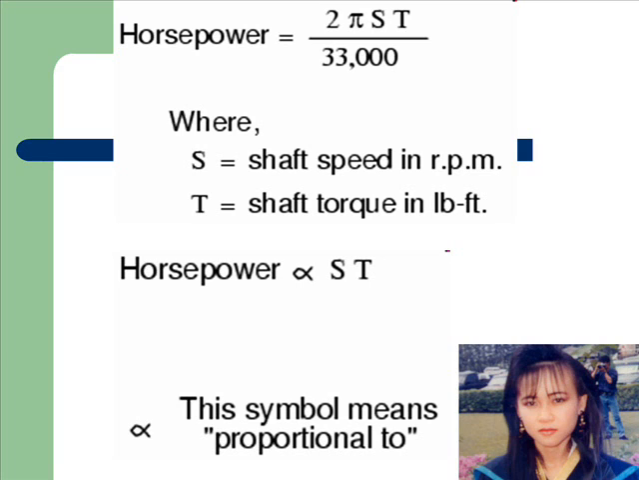Notice how there are only two variable terms on the right-hand side of the equation, S and T. All the other terms on that side are constant too. Pi and 33,000 are constants. The horsepower varies only with changes in speed and torque, nothing else. We can rewrite the equation to show this relationship.